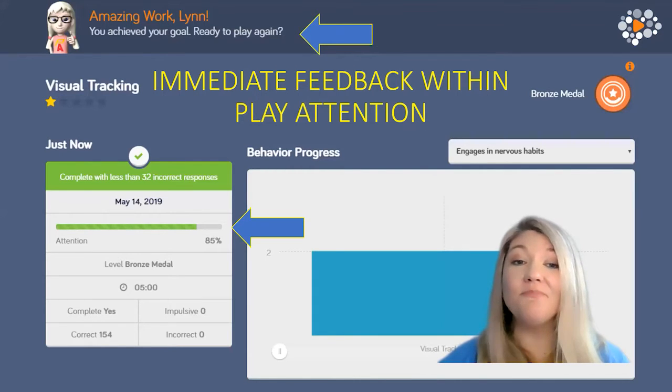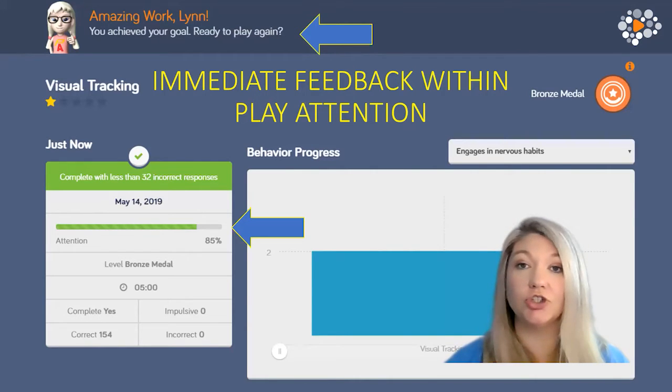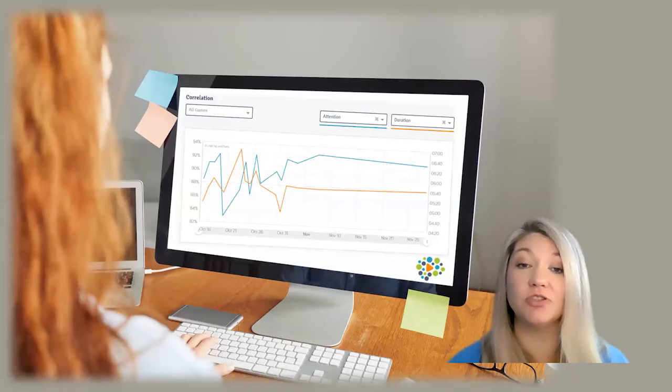It is going to give them immediate feedback within Play Attention. So as soon as an individual is done playing a game, it gives them immediate feedback. It's going to let them know, did they meet their goal? And then how did they do for the day? And every game has a little bit different data, but they're all going to show the attention percentage. They're all going to show the level that you're on. They're all going to show the length of time you played. And then each of them have something a little bit different. You see in this one, there's complete, meaning yes, they completed the game, correct versus incorrect, and then impulsive. And so it's going to show all of that information automatically as soon as that game is over.